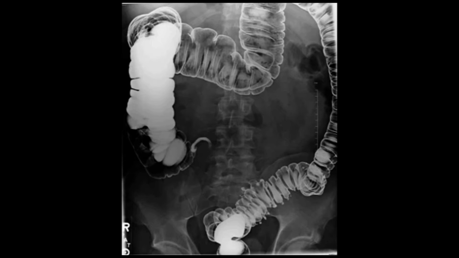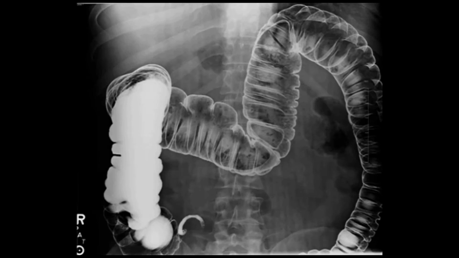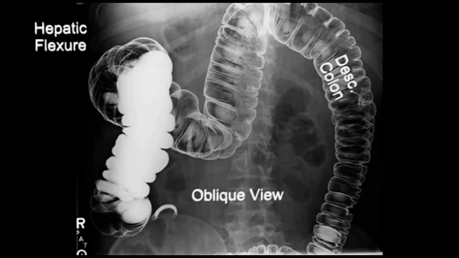Here, I've labeled the appendix and portions of the colon. In this film, you can see the appendix, the rectum, and several small diverticuli. The diverticuli resemble small peas that look like they've been glued to the outside of the colon. This colon is quite redundant. It's this redundancy which makes performing a colonoscopy difficult.